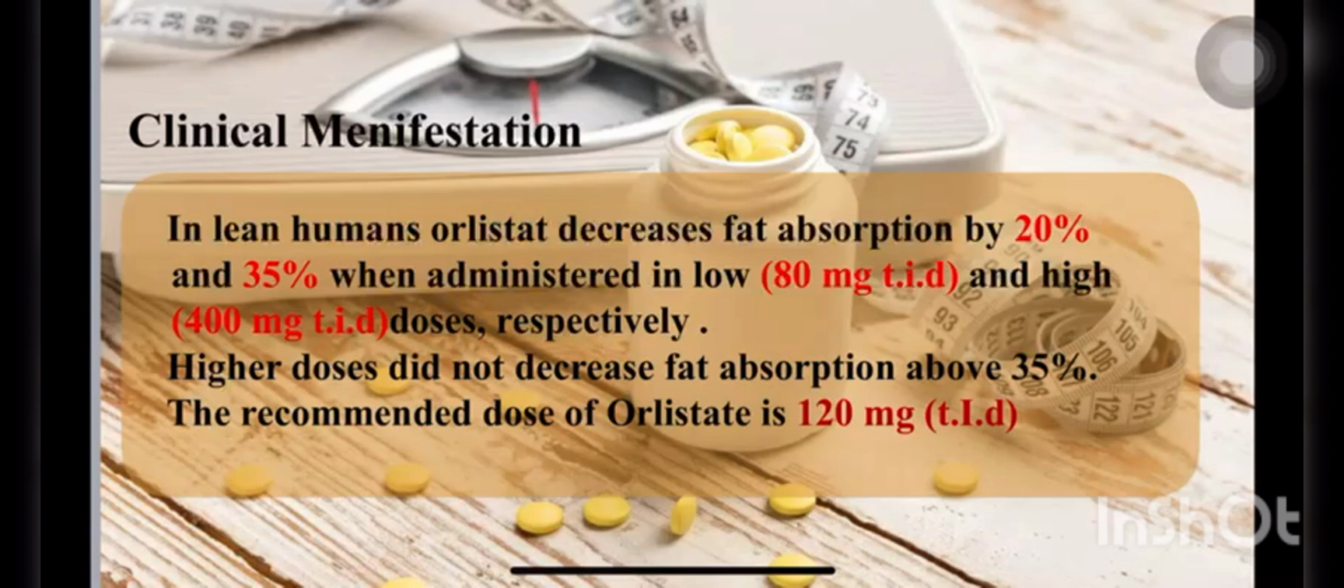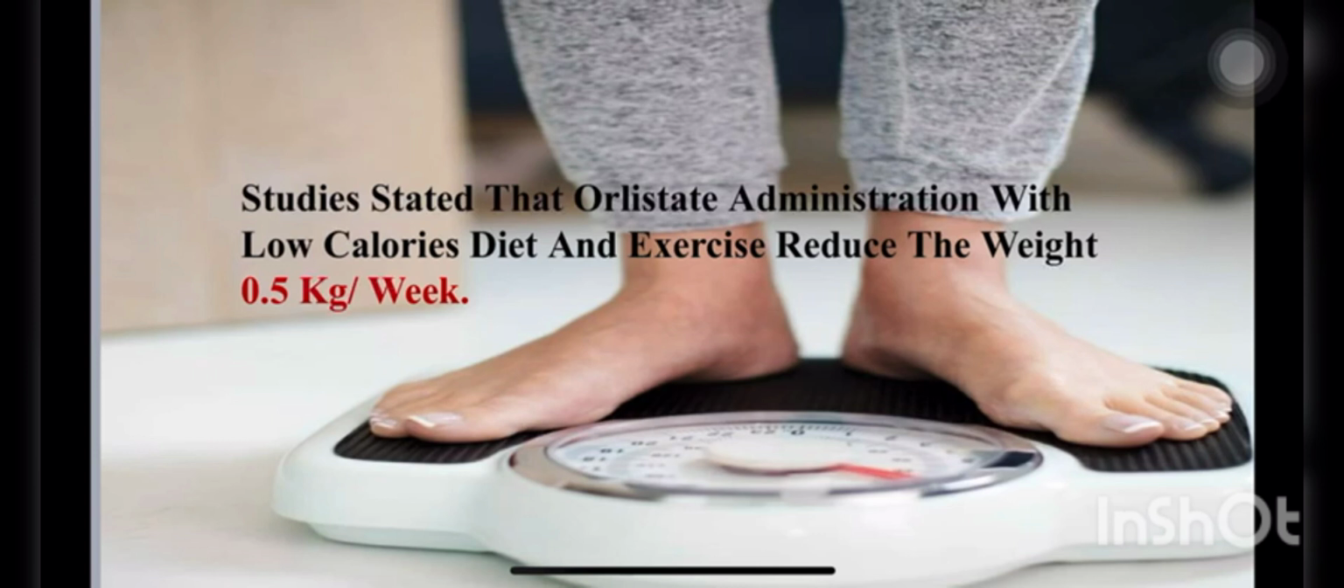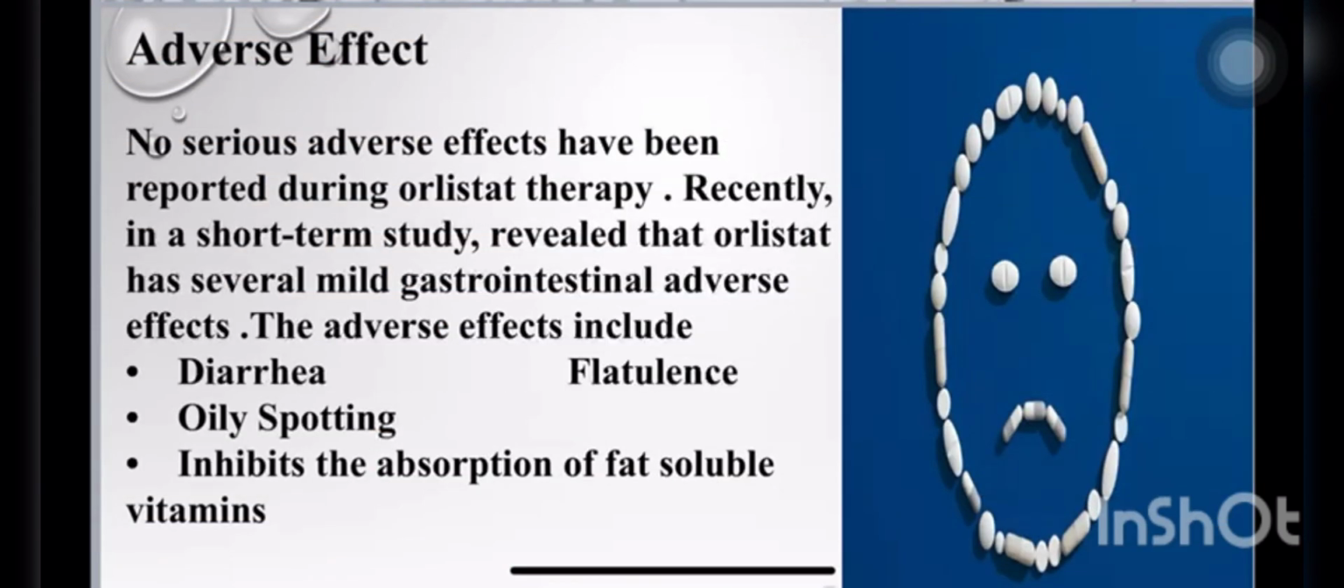Let's take a glimpse at the clinical manifestations. In lean humans, Orlistat decreases fat absorption by 20% and 35% when administered in low and high doses respectively. High doses did not decrease fat absorption by more than 35%. The recommended dose of Orlistat is 120 mg. Studies stated that Orlistat administration with a low calorie diet and exercise reduced weight by 0.5 kg per week. No serious adverse effects have been reported during Orlistat therapy.